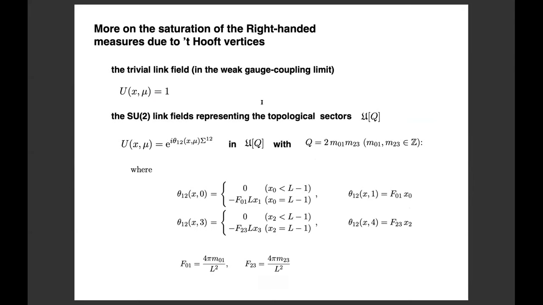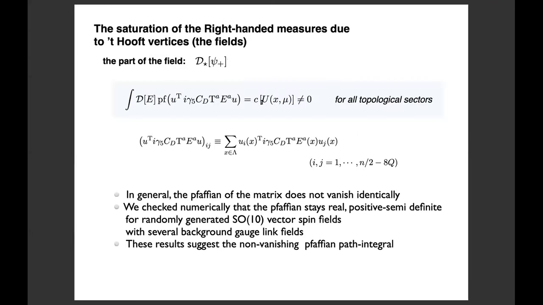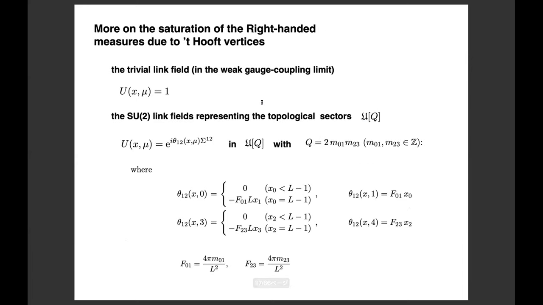Can I make a comment? Maybe go back one slide. I'm wondering whether this integration means the trace of F wedge F for the SU(2). Yes, that's this one. Are you trying to do this on a torus, with periodic or some other boundary conditions? Space-time torus? Yes, a four-dimensional torus, for the gauge field and fermion field.